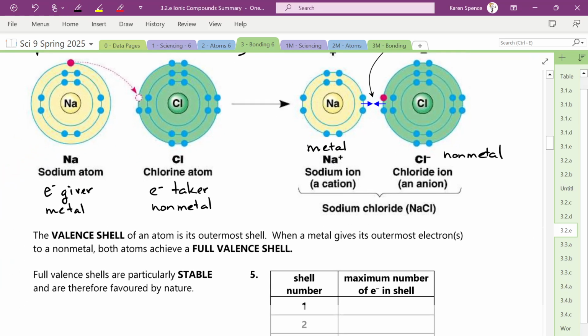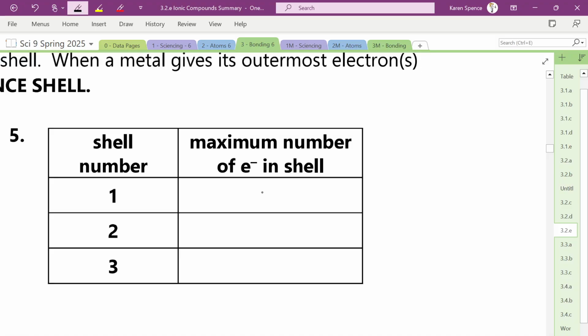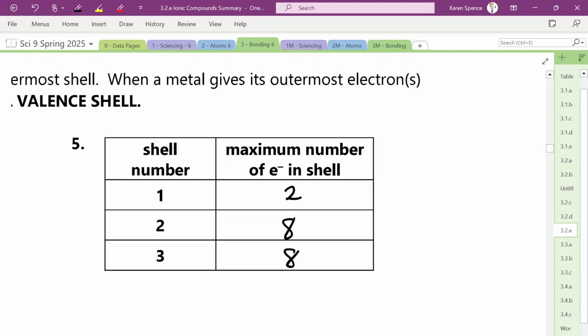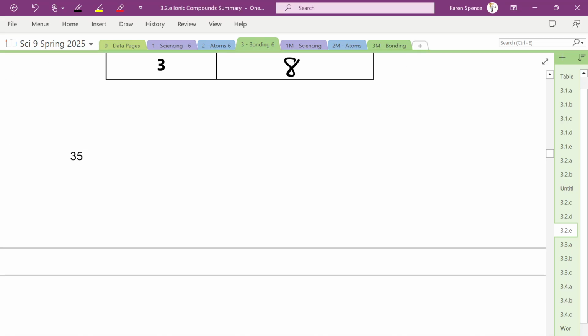And everybody is most stable because it has a full valence shell, and we should all know how many electrons fill up shell number 1? 2. How about shell number 2? 8. Shell number 3? 8. Okay, so you can fill those in at the bottom of the page. And now we're on to page 36.